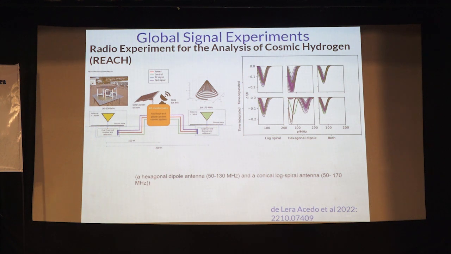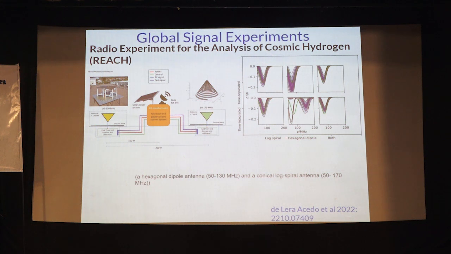In this experiment, it is slightly different compared to the others. Here two antennas simultaneously measure the sky signal to reduce the systematics if they are present. One is hexagonal shaped, a dipole antenna, 50 to 130 megahertz, and there is a conical shaped log spiral antenna, which covers another frequency band. From this experimental setup, they will observe the sky simultaneously in two different observing bands using two different instrumental setups, so that instrumental systematics can be reduced. And using this, they showed that.